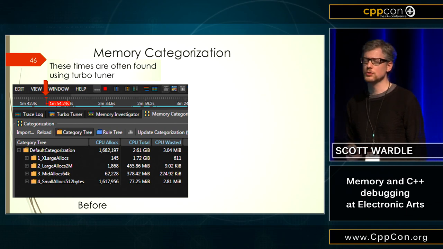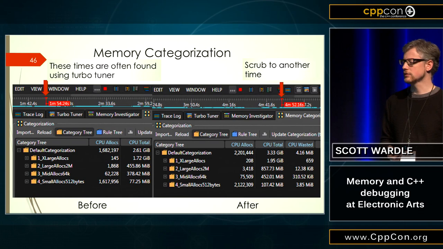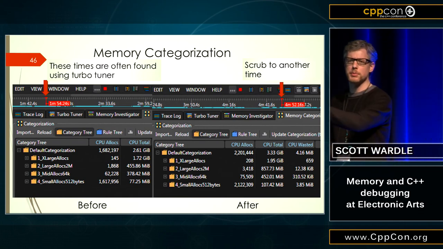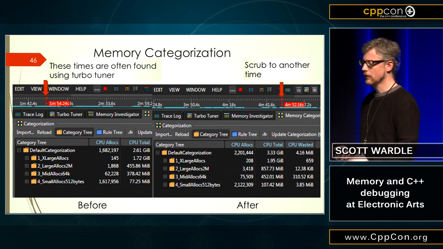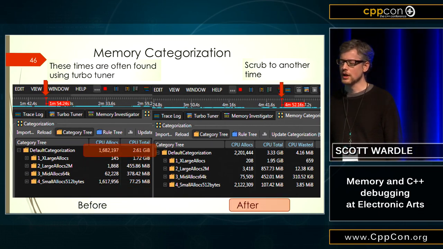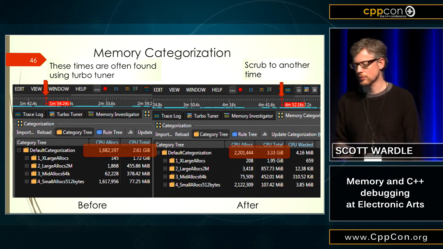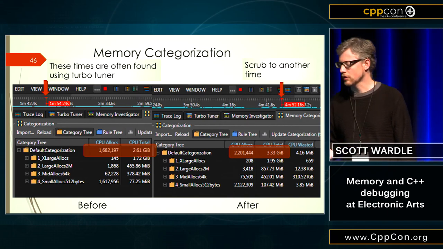You can also do memory categorization with this tool. And this is data-driven, and you can scrub between two times. You can start before the level's loaded and after the level loaded, and you can see how much memory goes up. In this case, it goes from 2.6 gigs to 3.3 or so.